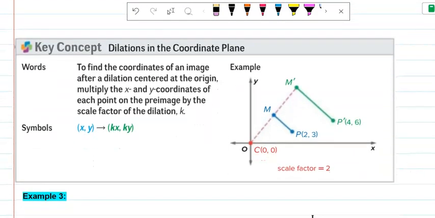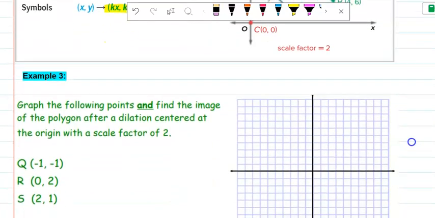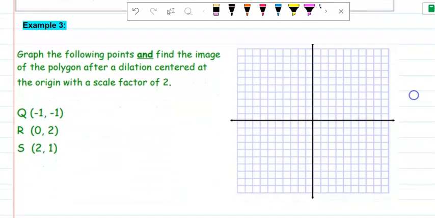Okay, what happens if we have a dilation in the coordinate plane, like in a graph, if we have coordinates? We're going to do the same exact thing that we were just doing with our segment lengths. We're going to take that scale factor and multiply it by all the coordinates. So everything gets multiplied. Okay, so let's look at this first example. It says graph the following points and find the image of the polygon after the dilation. Our scale factor is 2.